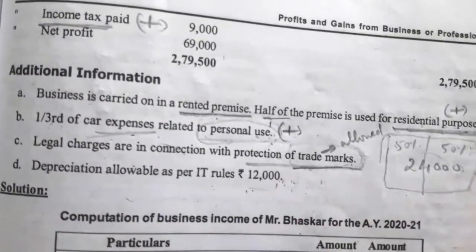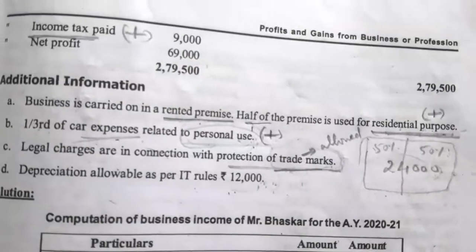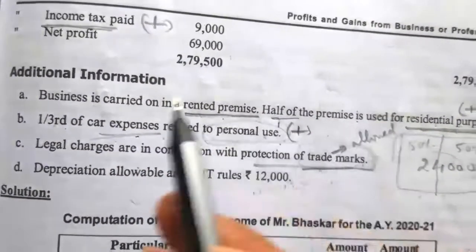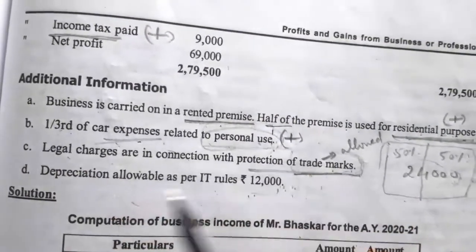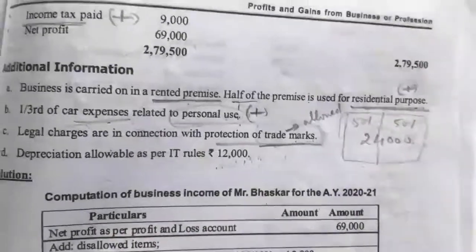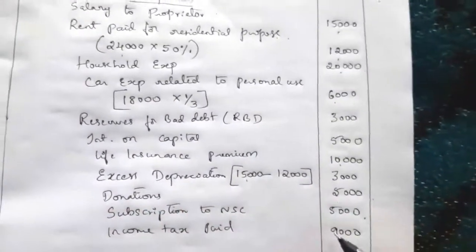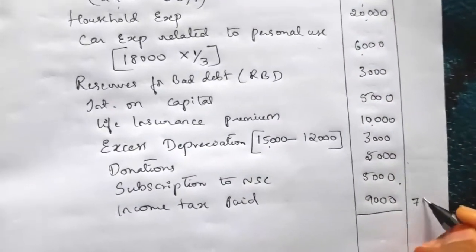Along with that, we have to see the additional information whether there is any left out adjustment relating to disallowed expenses. So the first adjustment is relating to rent, that treatment is done. Then car expenses is also done, legal charges also done, depreciation also taken. So there are no other disallowed expenses. Now we have to total the disallowed expenses. So when you total, it is equal to 78,000.